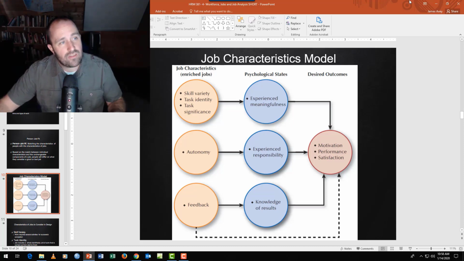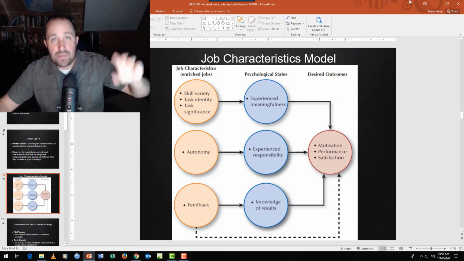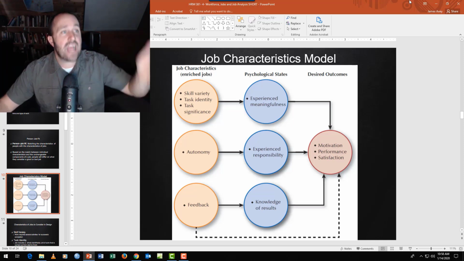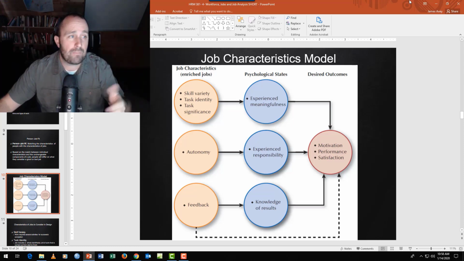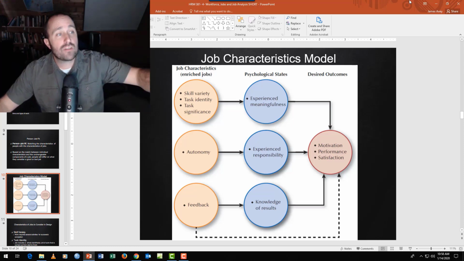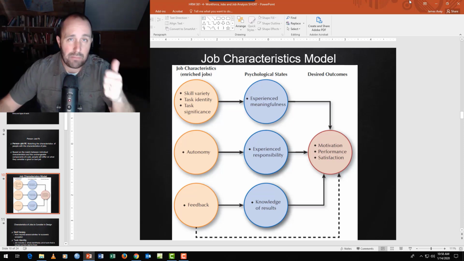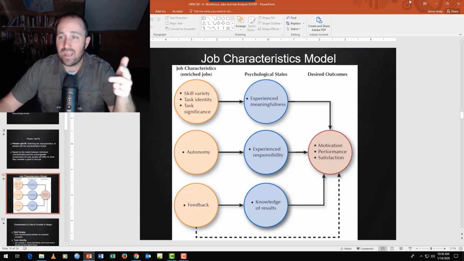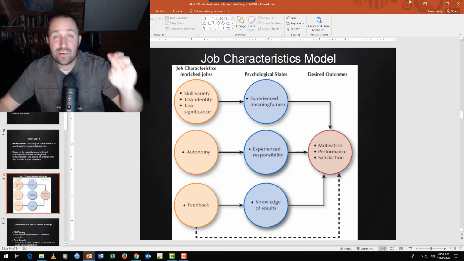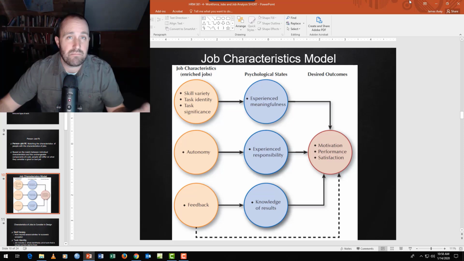The theory moves on. It says the way the job is designed on those five things actually predicts how people feel about their job. So if I have a job with very low skill variety, low task identity, and low task significance, meaning I don't have to use my brain in this job, I do a really small piece of the work and it doesn't affect anyone and nobody gives a crap about this job, then probably you're not going to feel like what you do is very meaningful.